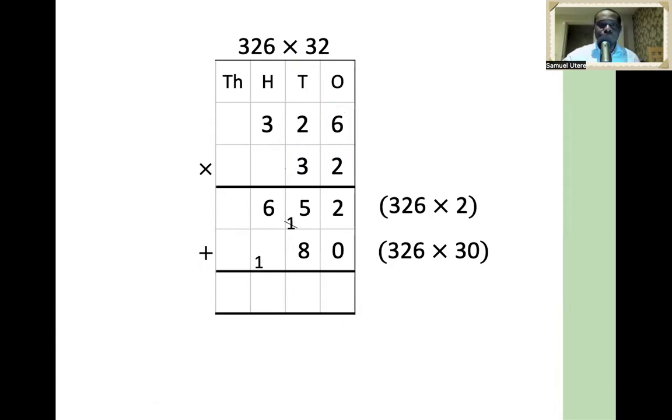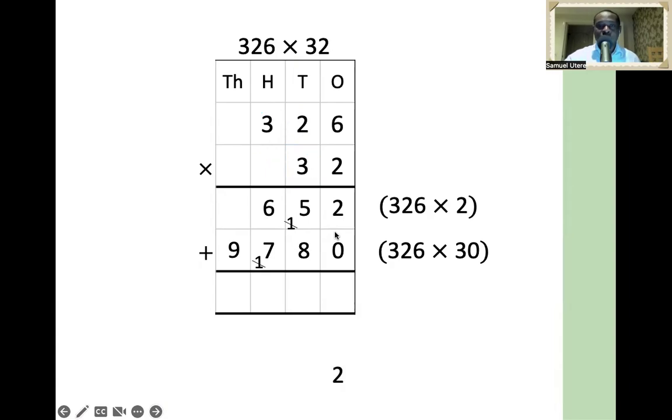Next, we do 3 times 2, which is 6. So 6 plus the 1 we carried is 7. So we cross the 1 because we've used it. It's now 7. Next, we do 3 times 3, which is 9. Now, we write our 9. Okay, now we're going to add these up.